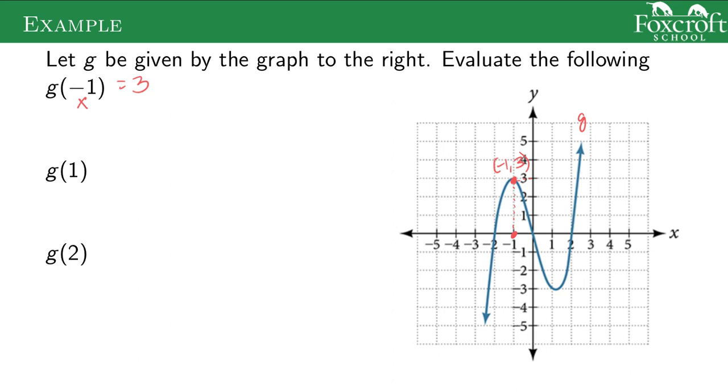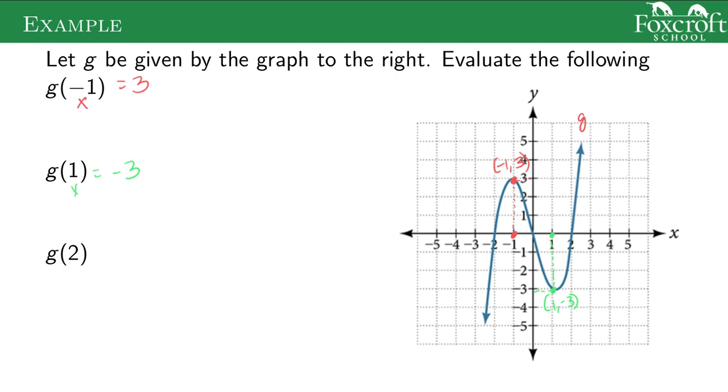What about g of 1? The x value is there. I need to go down to my graph, and I see that's the point 1, -3. So when I input the x value 1, I get out the y value -3.